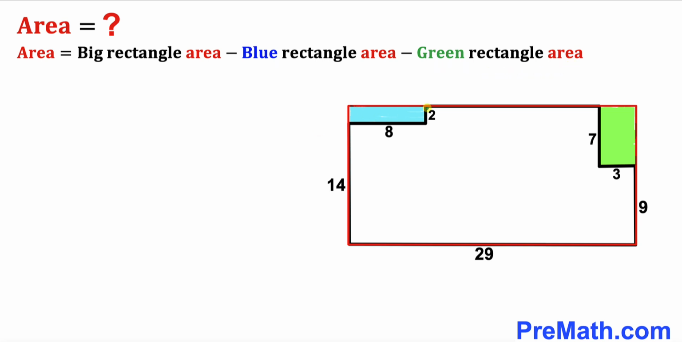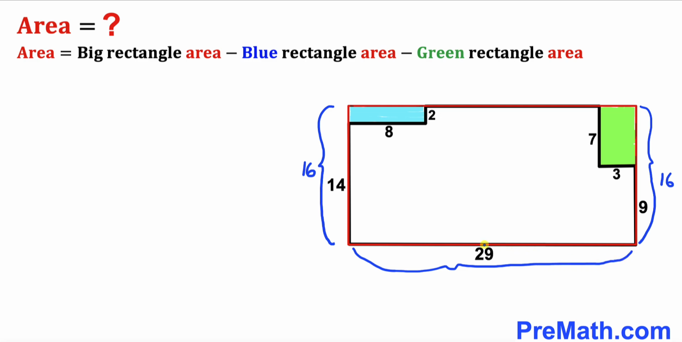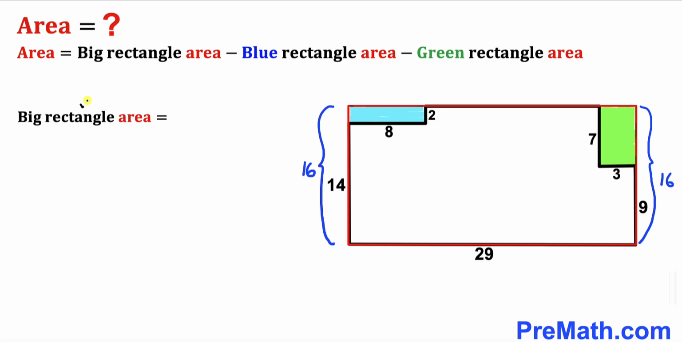And now let's make an observation. We can see that this length is 14 and this tiny length is 2. So therefore this whole big length is going to be 14 plus 2, which makes 16. And likewise on this side, this length is 7 and this length is 9. 7 plus 9 is going to make 16 as well. And furthermore, this side length for this red rectangle is 29 units.